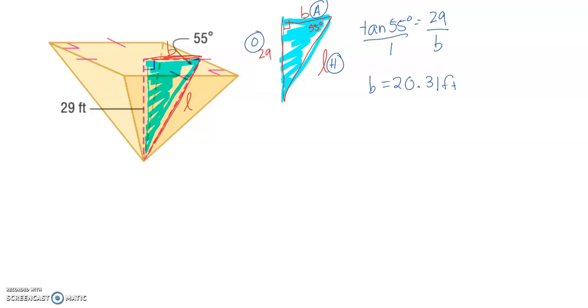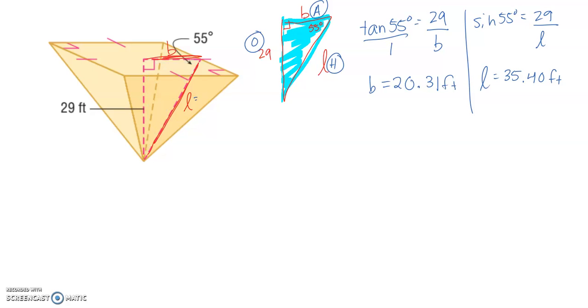Looking at my slant height, I'm going to be using opposite and hypotenuse, which is sine. So I'm going to say the sine of 55 degrees is equal to the opposite, which is 29, over the slant height, which is L. Opposite over hypotenuse. So that's going to be 29 divided by the sine of 55. Gives me about 35.40 feet. So if I go back and look at this figure here, I just found this slant height to be 35.40 using trig, and I found this part of the base to be 20.31.